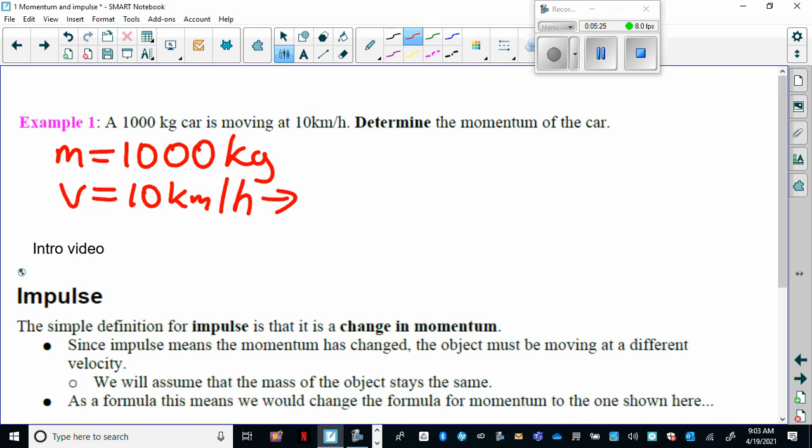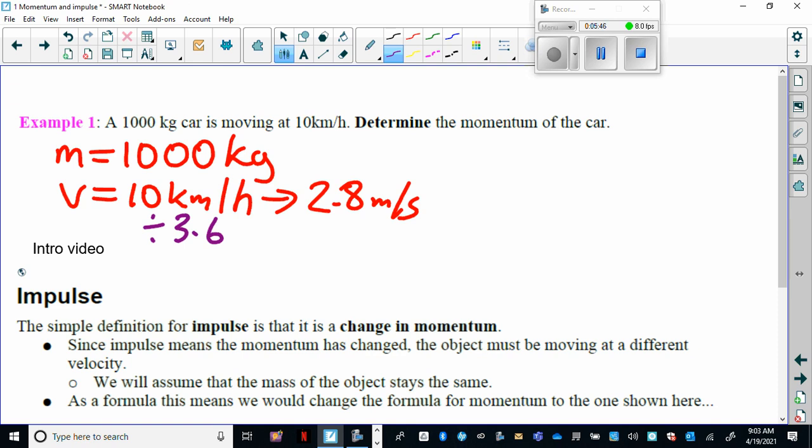And that equals 2.8 meters per second. Let's just remind ourselves: to get from kilometers per hour to meters per second, we divide by 3.6. To get from meters per second to kilometers per hour, we multiply by 3.6, and then we can proceed with our question.